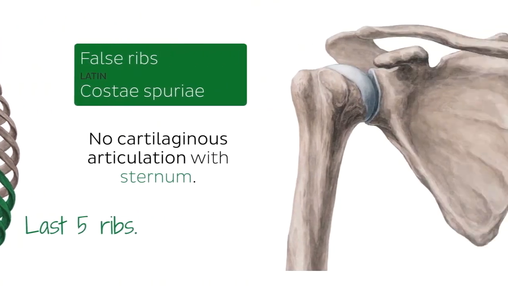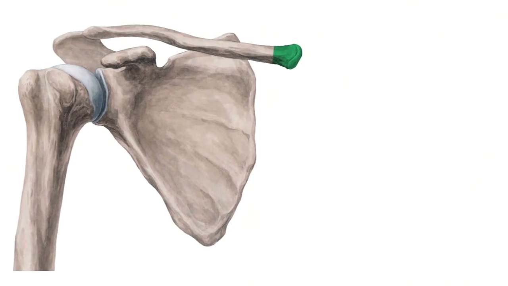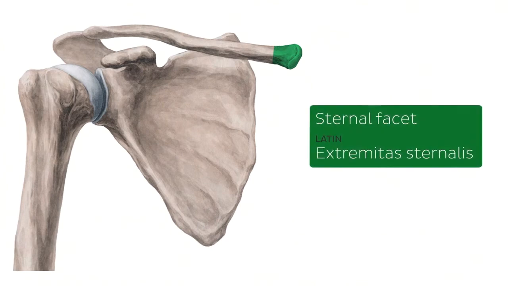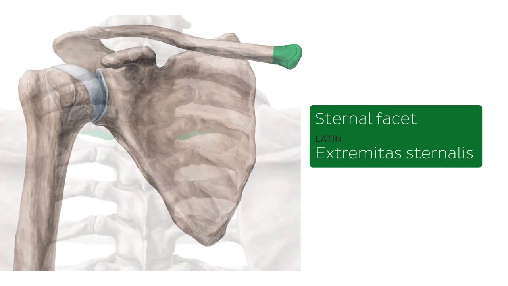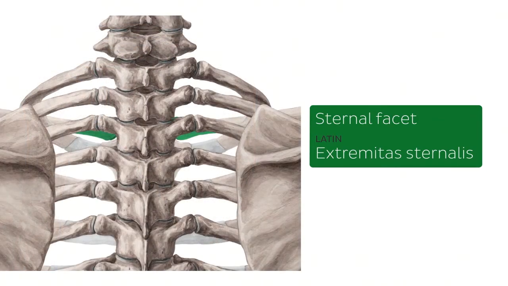We're going to move on and talk a little bit about the clavicle, and we have here a structure highlighted in green. This is the sternal facet of the clavicle. Now, the sternal facet of the clavicle is the articular surface on the medial end of the clavicle that articulates with the manubrium of the sternum.